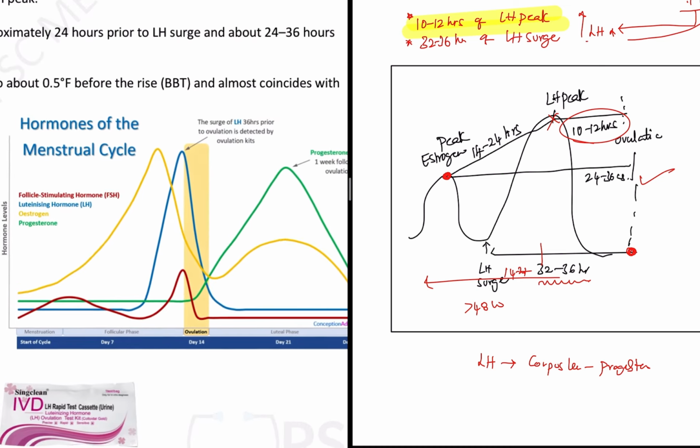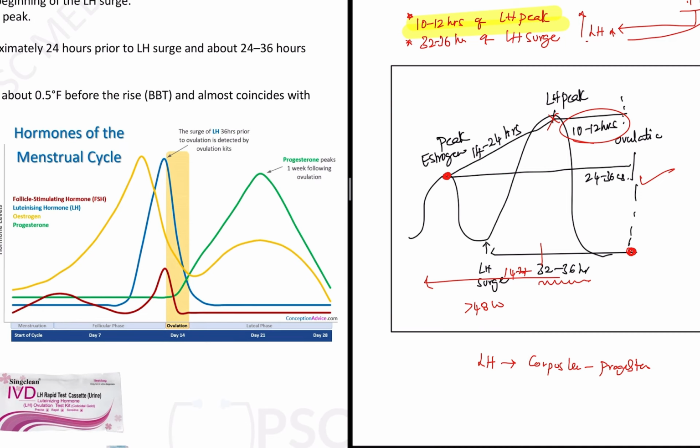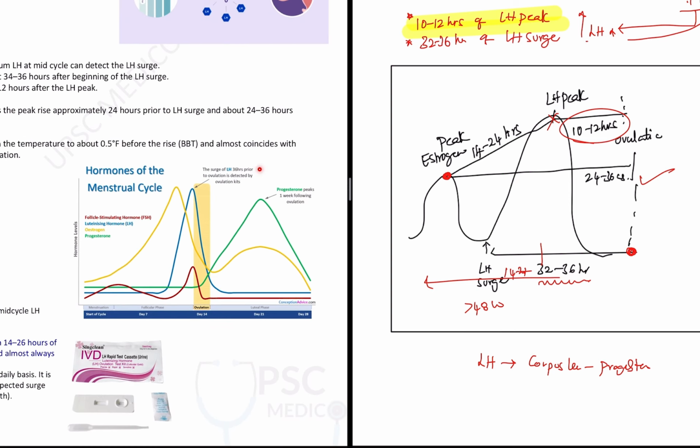So also see the hormonal levels here, the same thing. You have FSH peak here. At the same time, you have LH peak and LH surge, and this is the time of ovulation. And before LH surge itself, you have an estrogen peak. And when does progesterone peak occur? Progesterone peak occurs at the 22nd day.